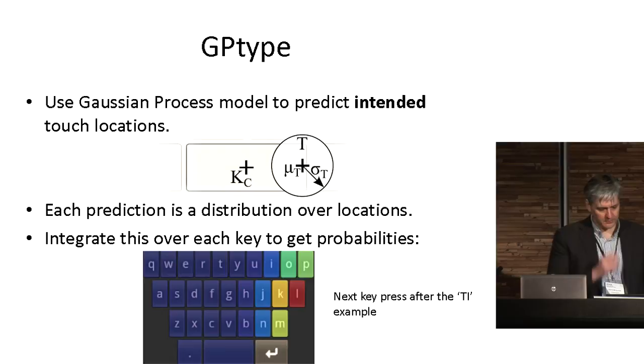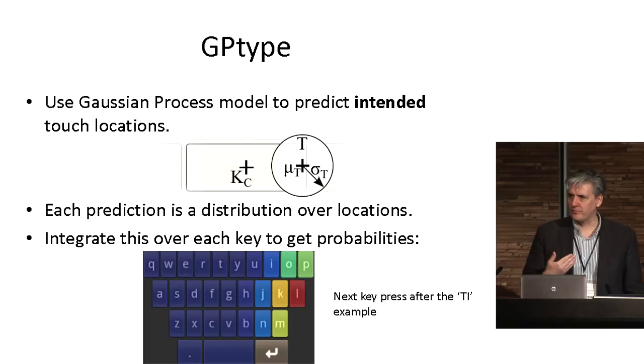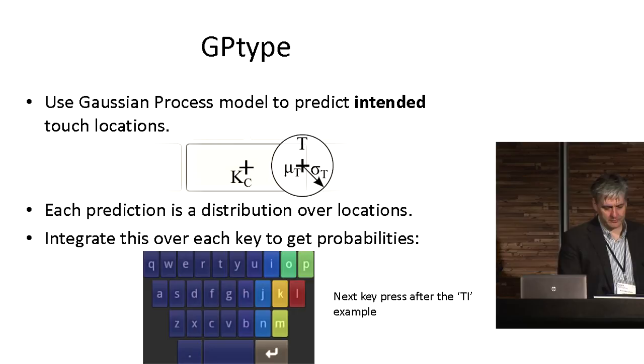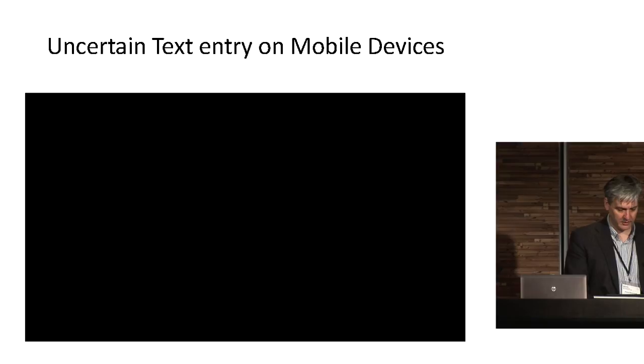Okay, so the Gaussian process was going to give you the intended target given your model of behavior and what was actually tapped. And so you're getting a distribution over locations. You can then integrate that over the keys to get the likelihood of different characters. So here's a little video showing it.